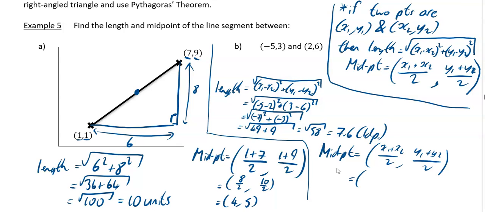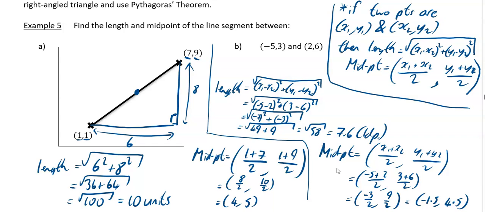So our two x values were -5 and 2, and then you're dividing that by 2. Your two y values are 3 and 6, and you're dividing that by 2. If you do that, -5 plus 2 is -3, and that gets divided by 2. And 3 plus 6 is 9, and that gets divided by 2. And when you do that, what you get is (-1.5, 4.5). And that is it.